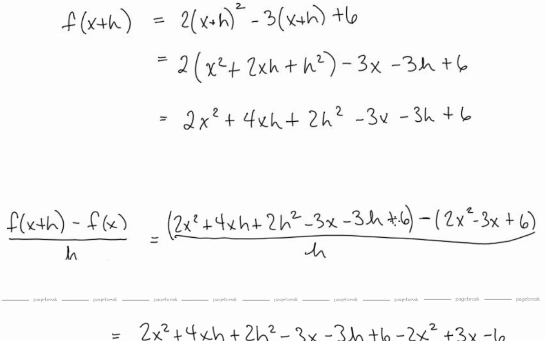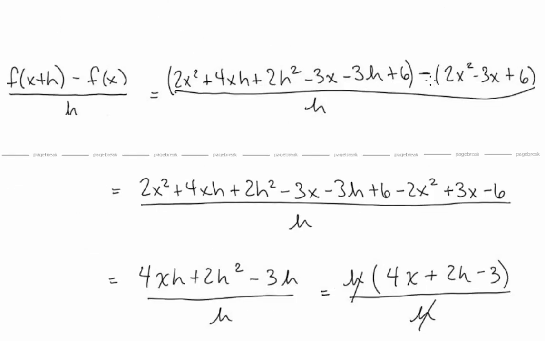So the first thing we want to do is distribute this negative through here. So now we have a negative 2x squared plus 3x minus 6. And now notice that we have a positive 2x squared and a negative 2x squared. We have a negative 3x and a positive 3x. We have a plus 6 and a minus 6. And what's left in our numerator is 4xh plus 2h squared minus 3h. And our denominator still has an h.